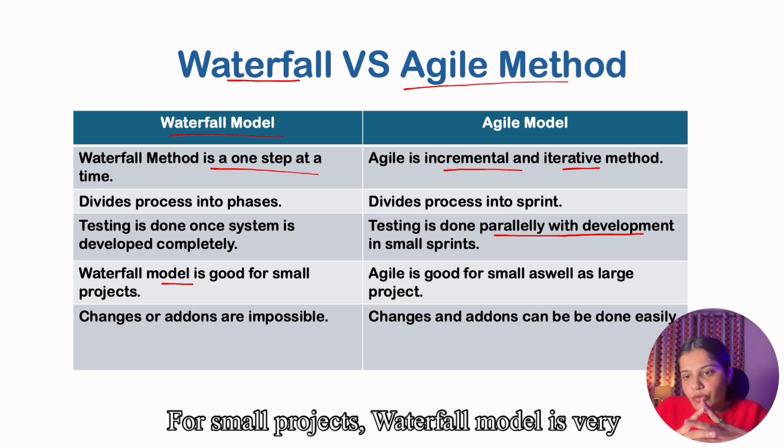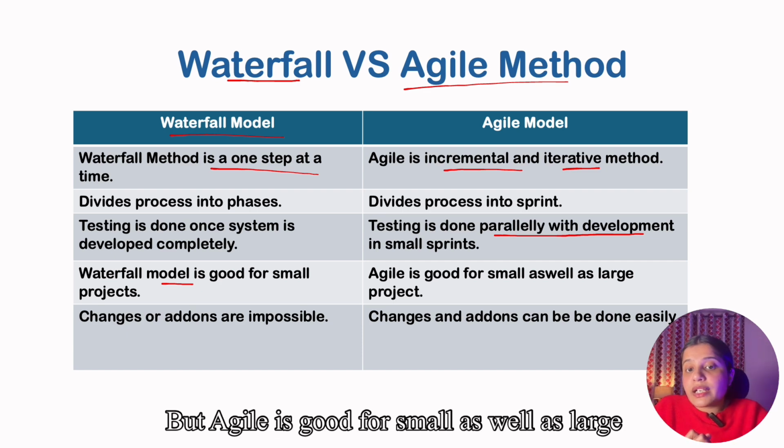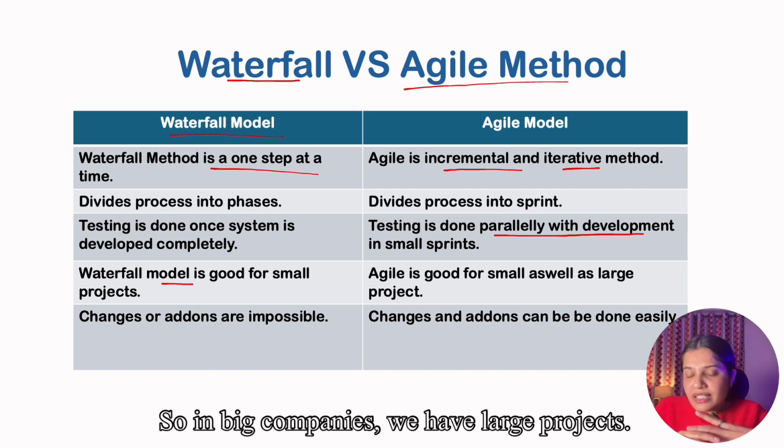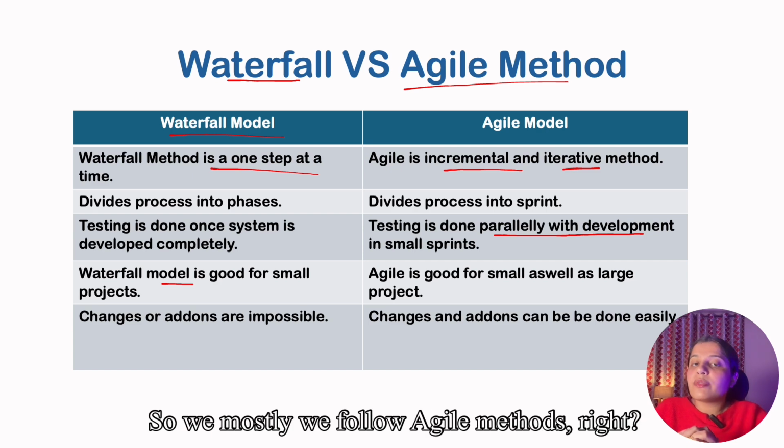For small projects, the waterfall model is very good. But agile is good for small as well as large projects. So in big companies, we have large projects, so we follow agile methods.